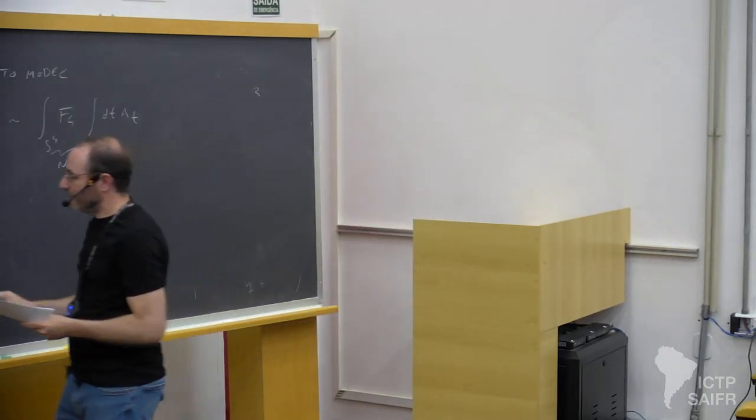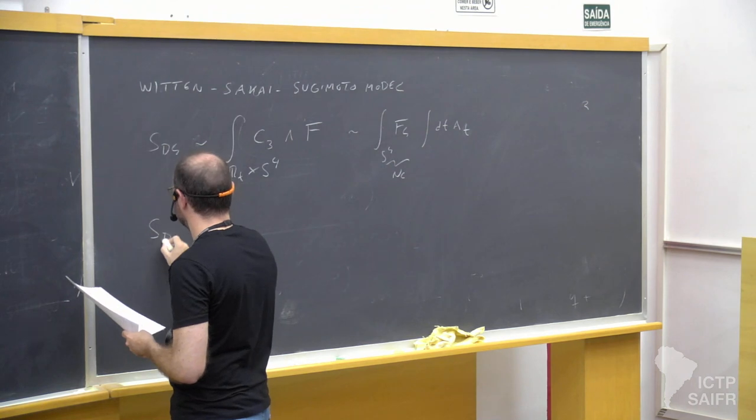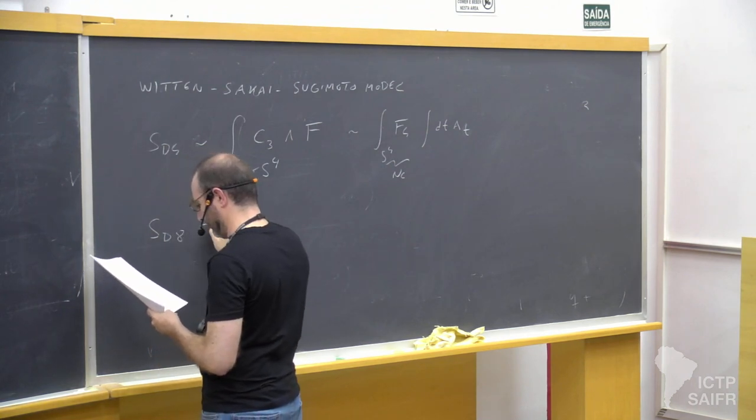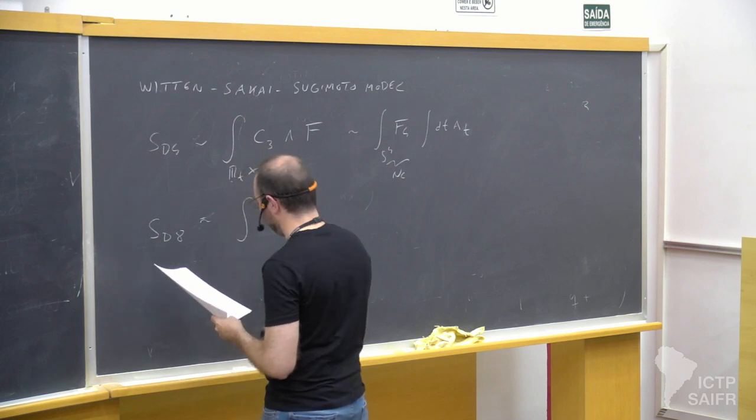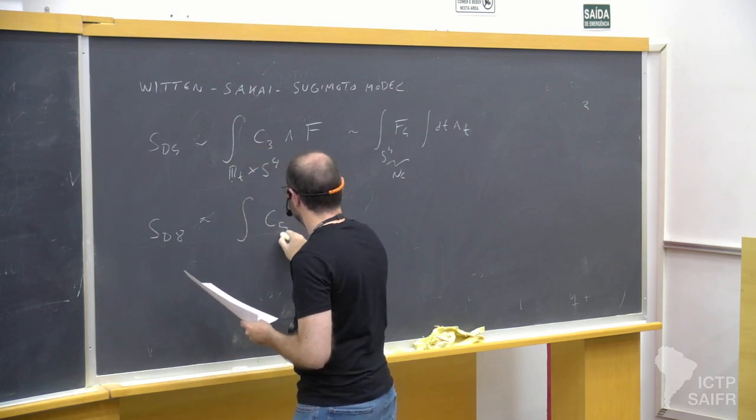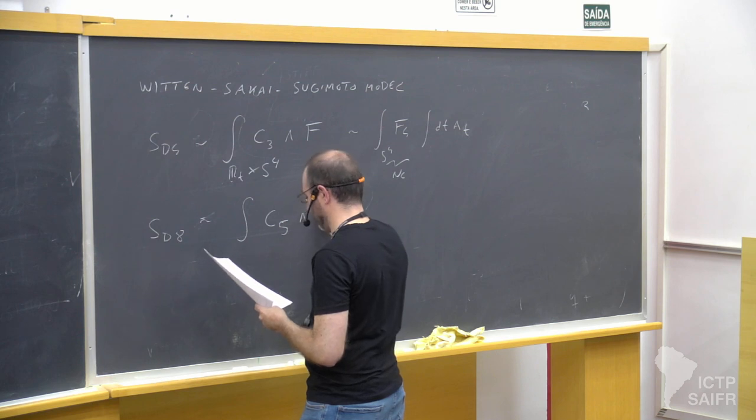Now, if we consider the D8 brane, then inside the action of the D8 brane, there is a Wess-Zumino term, which is like a five-form potential, which F.